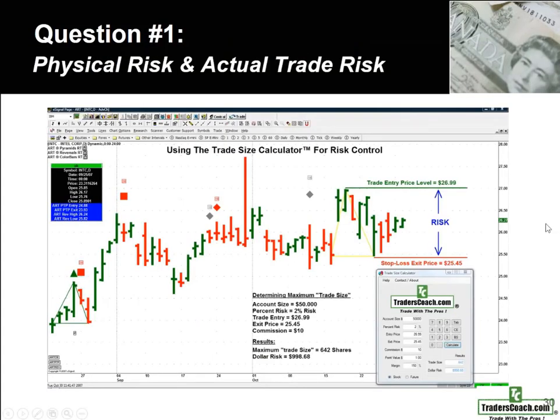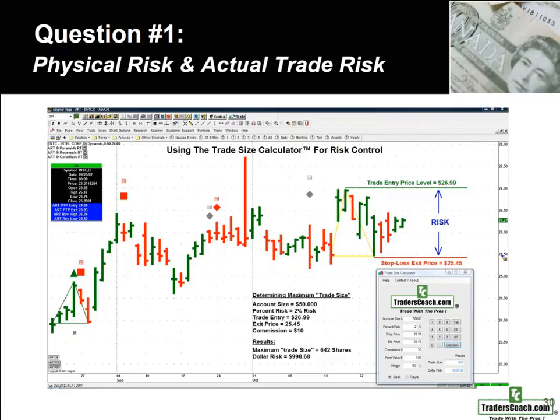Now, on this particular example, basically what we're saying, and it doesn't matter if you're using the ART system or something else at this point, because risk control can be used on any system, anytime, anywhere. What you need to take into account here is the logic behind calculating trade size.